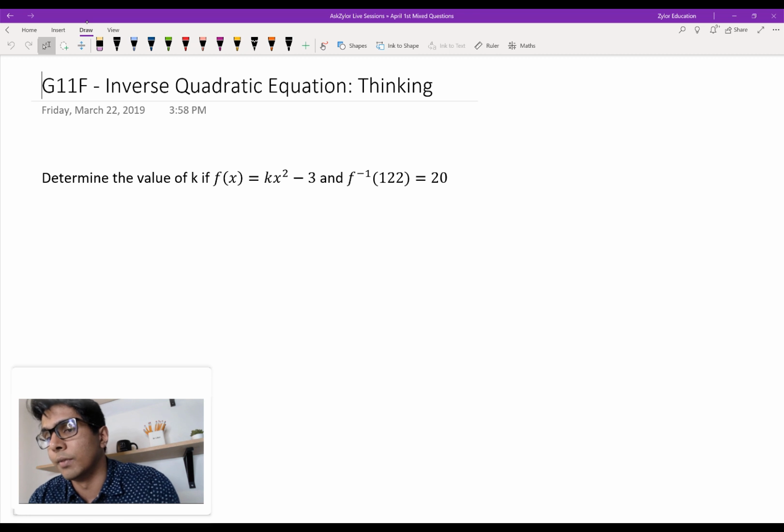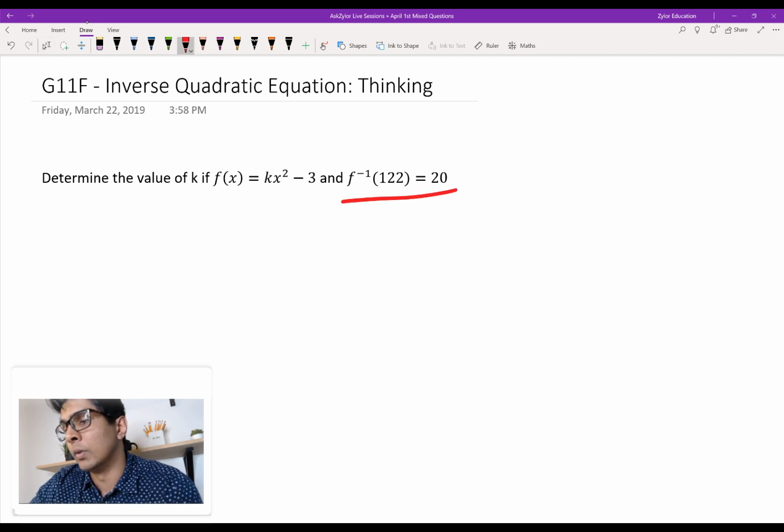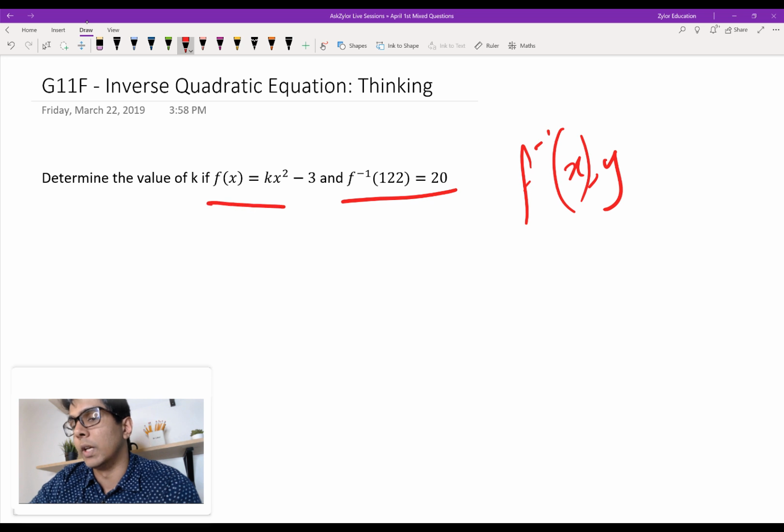So we're in grade 11 still. So we're asked to find the value of k if f of x is kx squared minus 3, and then the inverse of that at 122 is 20. So they gave me a value of x and y at my inverse. So that means I need to find what my inverse is first. So let's go ahead and do that.